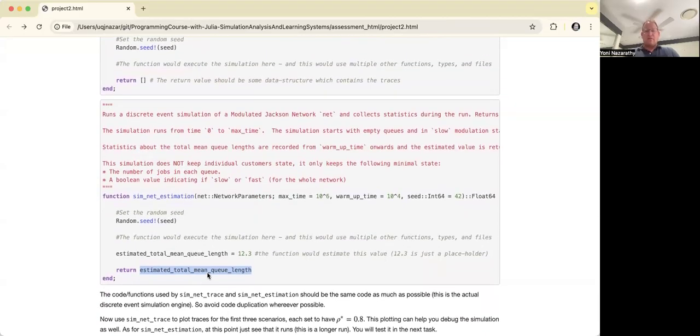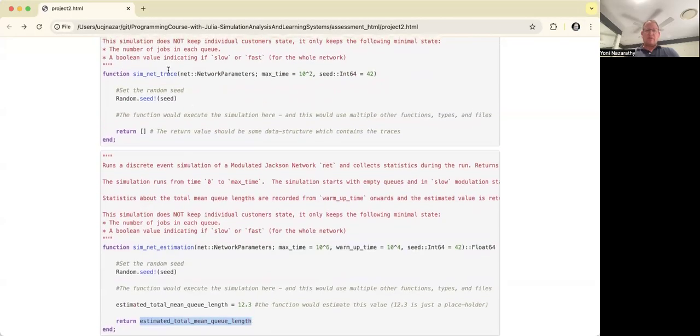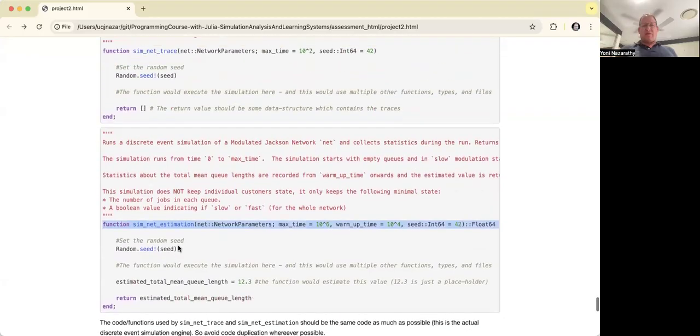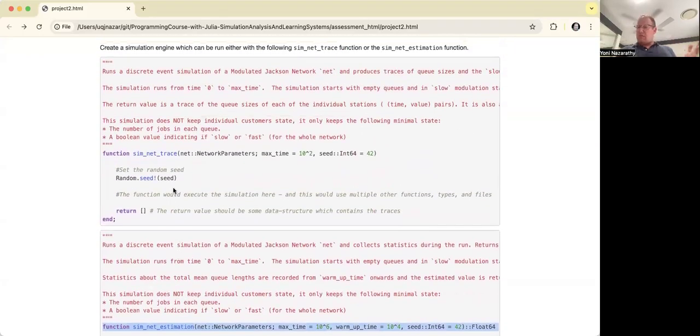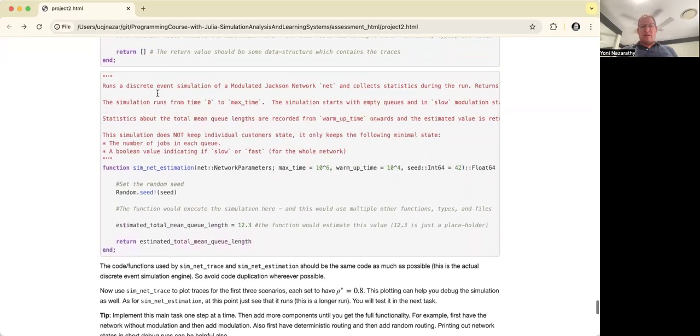What you're asked to do in this task is to code this up, and also to do some plots of simnet trace and see that simnet estimation works. From this point on, you won't touch simnet trace, but it's good to have for debugging and understanding. You want to see for short runs what's happening. Simnet estimation you're going to use in the remaining tasks.